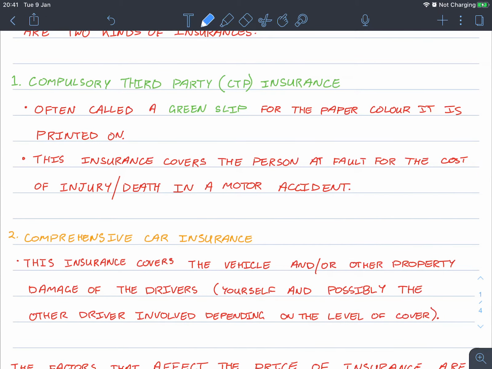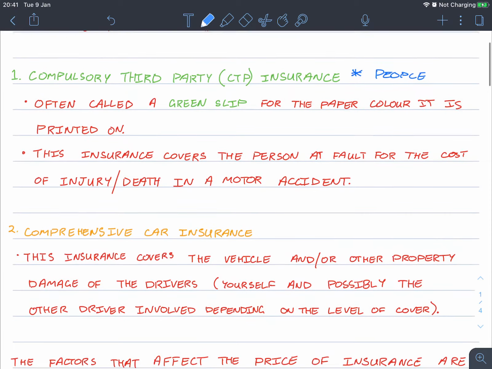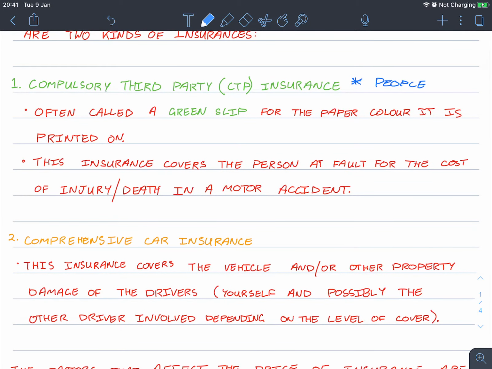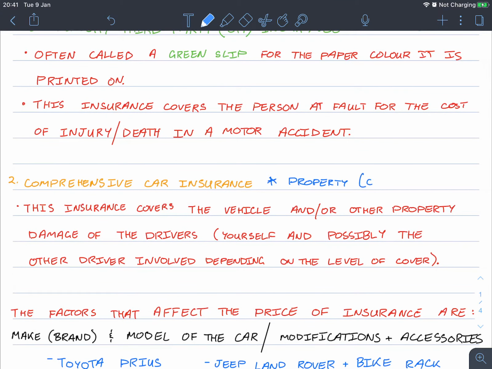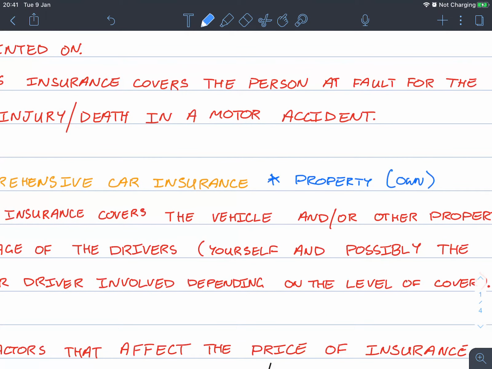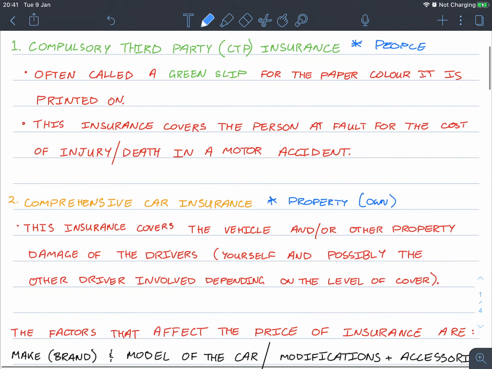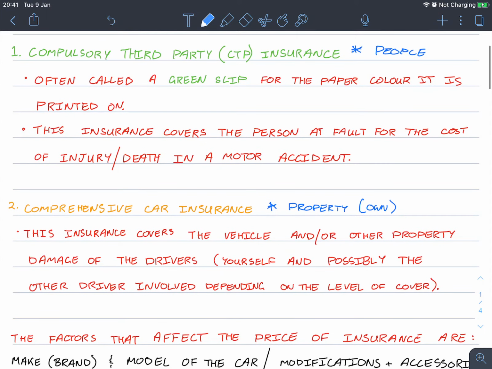Just to clarify this more, this covers people, but it does not cover any property damage. Whereas this covers property damage. This is property, mainly your own, and sometimes the damage of others, depending on what level of cover of insurance that you get.